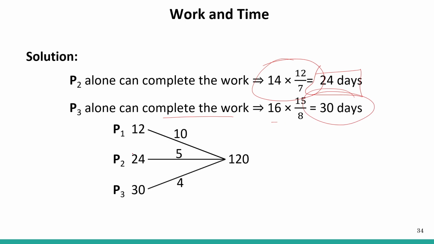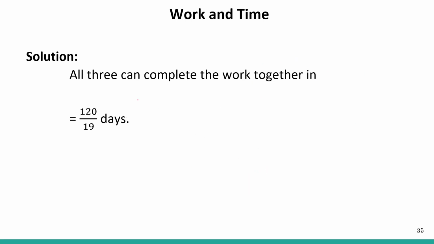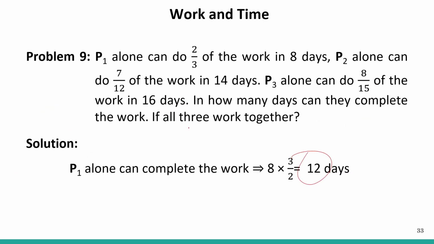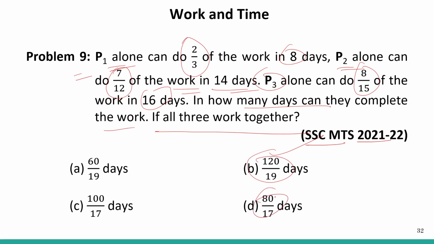So P1 is 12 into 10, 120; 24 into 5 is equal to 120; 30 into 4 is equal to 120. So all three can complete the work together in 120 by 19 days. So this will be the correct answer, 120 by 19. These are all wrong answers.